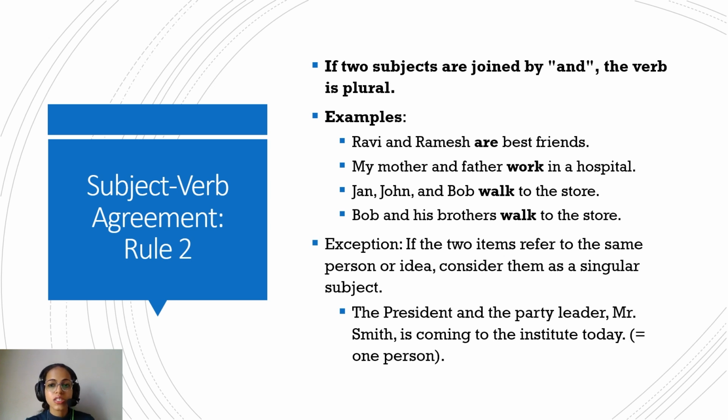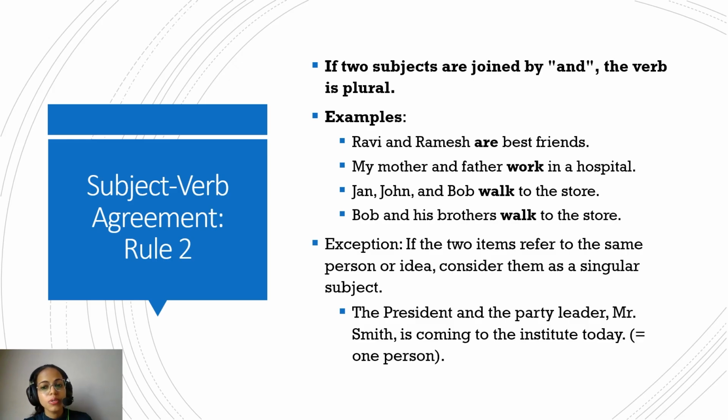If two subjects are joined by and, the verb is plural. Okay. Ravi and Ramesh are best friends. So it's not Ravi and Ramesh is best friend. The verb is are. That is plural. My mother and father work in a hospital. So again, there is no s after work. So it is plural. My mother and father work in a hospital. So the verb is plural.